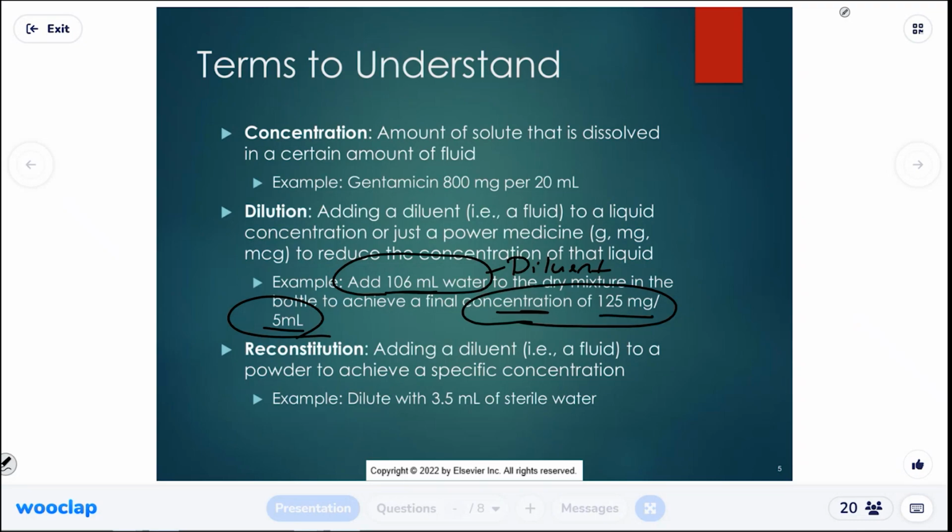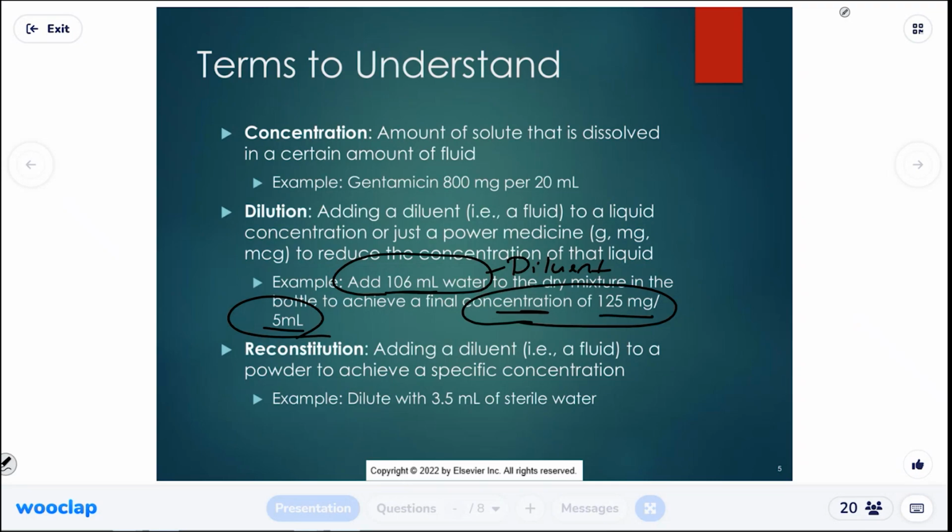Now, if it were in the real world, it does matter to tell me how much I'm supposed to put in here and mix. We're not talking about real world. We're talking about math world. We're just talking about what the numbers are, plug them in. Another definition is reconstitution, what I've been explaining this whole time: adding a diluent, your fluid, to a powder to achieve a specific concentration. That is the definition of reconstitution.